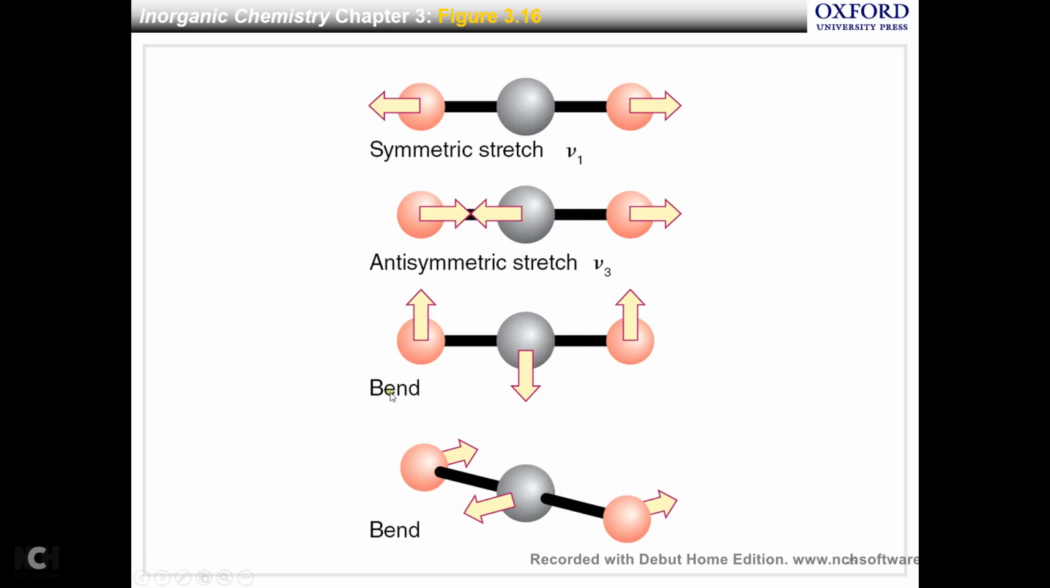So this bend happens on this plane. Alright, this plane. And this bend happens on another plane, perpendicular to this computer screen. So this one is the computer screen. This one, this motion occurs in a plane perpendicular to the computer screen.